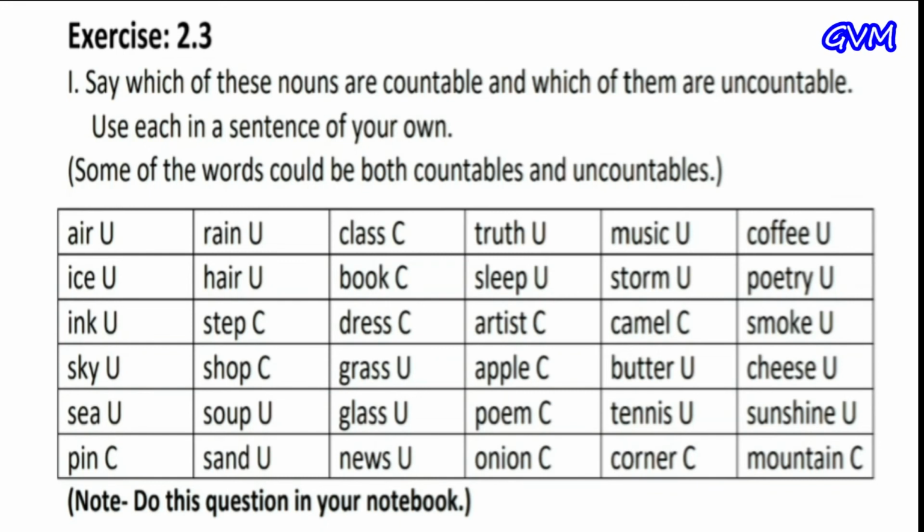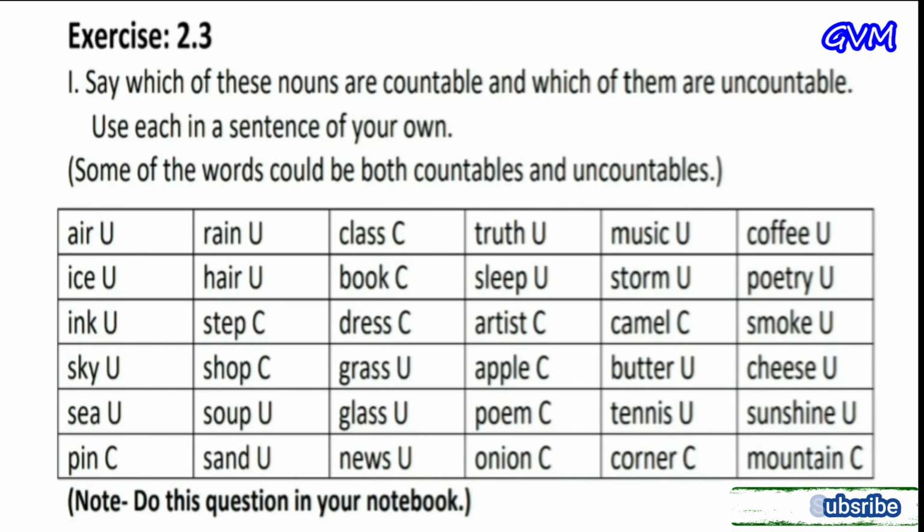First one is air. Air is uncountable. Second, rain. Rain is also uncountable. Class, countable. Truth, uncountable. Music, uncountable. Coffee, uncountable. Ice, uncountable. Hair, uncountable. Book, countable. Sleep, uncountable. Storm, uncountable. Poetry, uncountable. Ink, uncountable. Step, countable. Dress, countable. Artist, countable. Camel, countable.